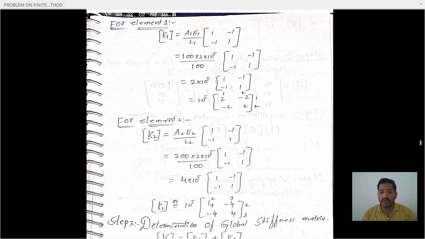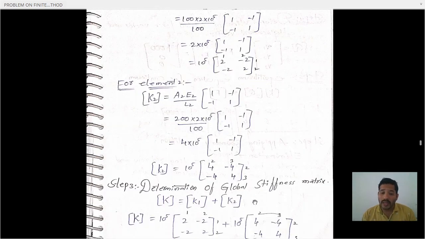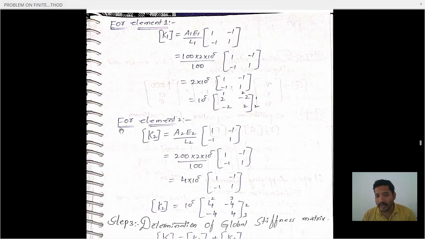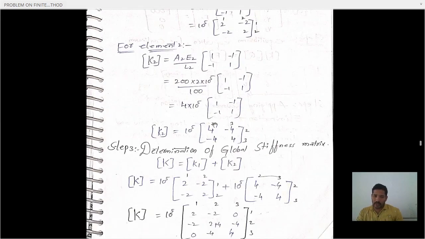1 -1 -1 1. If you divide the whole component, you will get 4 into 10 power 5, with 1 -1 -1 1, and 10 power 5 as it is; you just need to multiply the term. 4 ones are 4, minus 4, minus 4 and 4. So this second node and third node form element 2. Joining the second node to the third node forms which element? Element 2. For that reason, I am representing it here for element 2. To find element 2, you need to consider the second and third nodes, in which this element 2 lies.